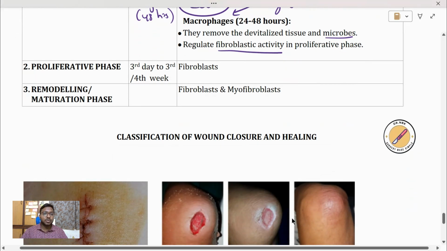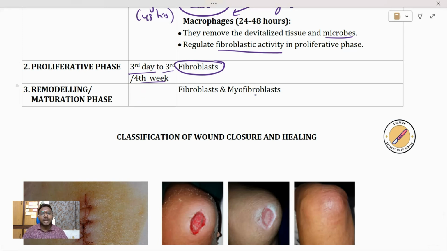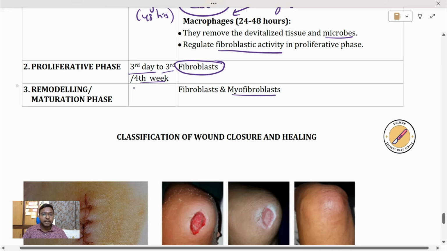When it comes to the proliferative phase, mainly fibroblasts are taking the charge and they will start depositing the extracellular matrix, etc. It will last from the third day to the third week or fourth week. Coming to the last one, the remodeling phase or maturation phase, where fibroblasts and myofibroblasts are acting very much, this will be after the fourth week till the maximal period at around 12 weeks, where the original strength of the wound is regained by only 80%.